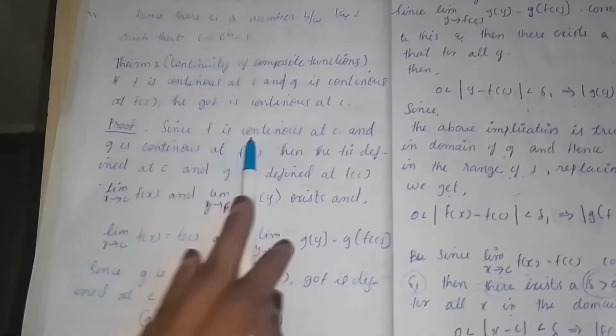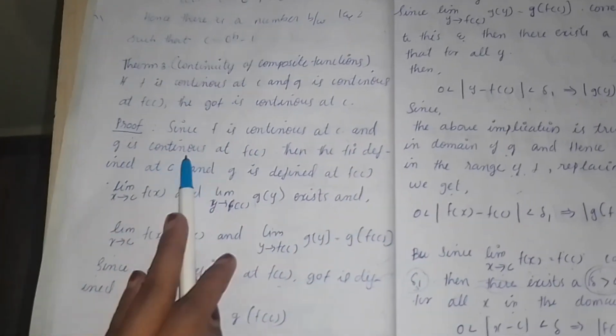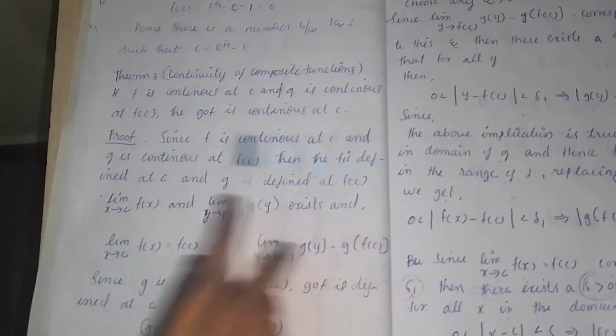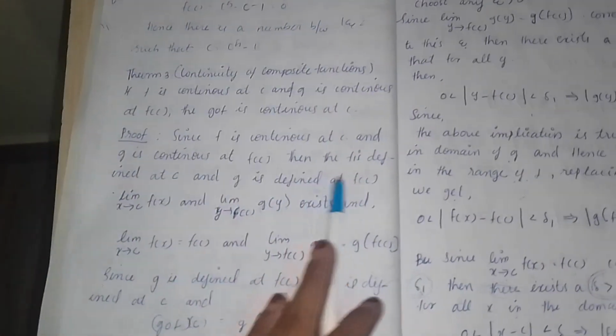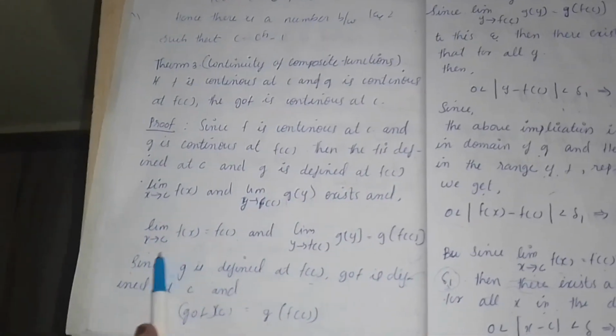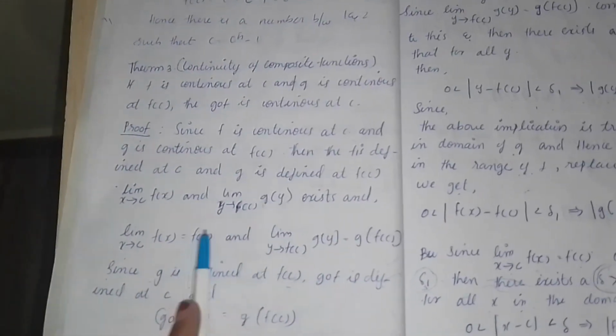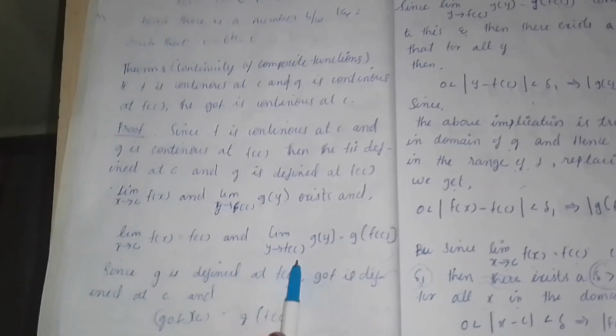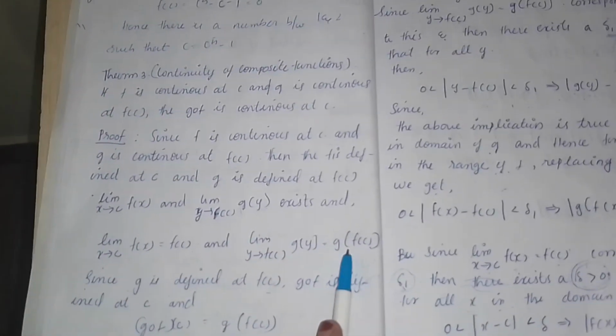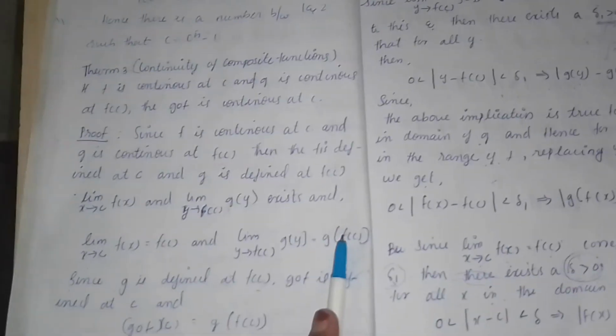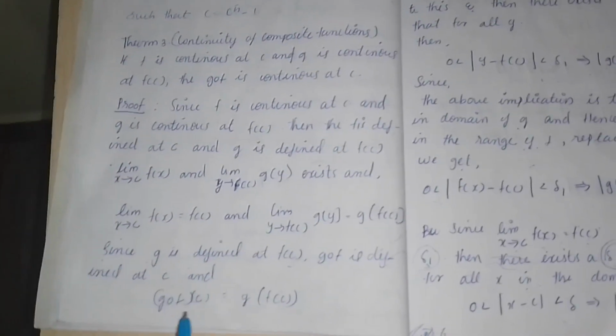Proof. Since f is continuous at c and g is continuous at f(c), f is defined at c and g is defined at f(c). Limit as x tends to c of f(x) is equal to f(c), and limit as y tends to f(c) of g(y) is equal to g(f(c)). Since g is defined at f(c), the composition g∘f is defined at c and (g∘f)(c) equals g(f(c)).